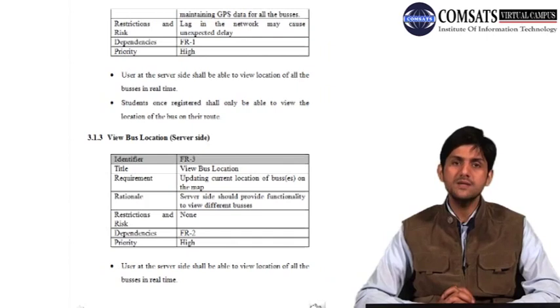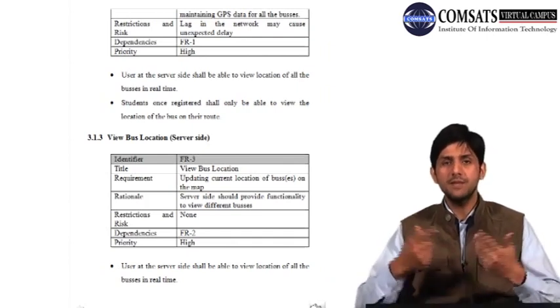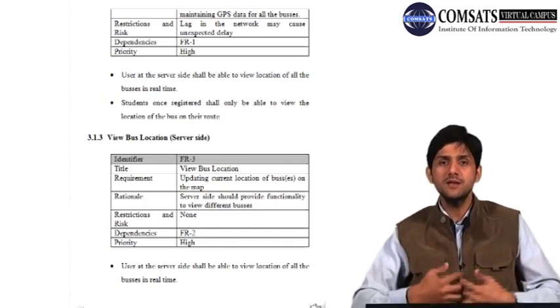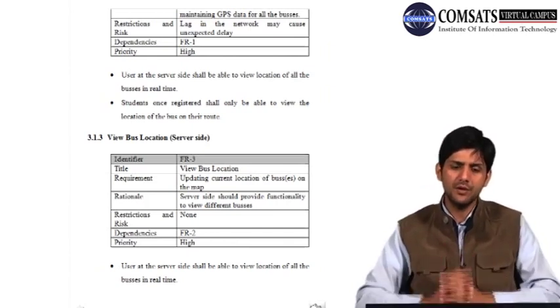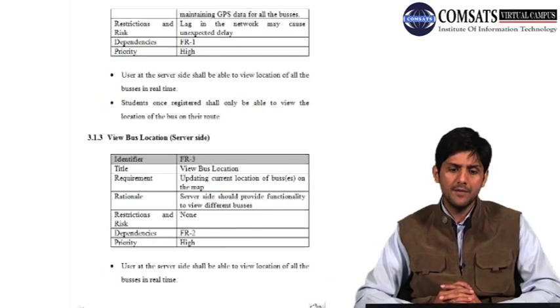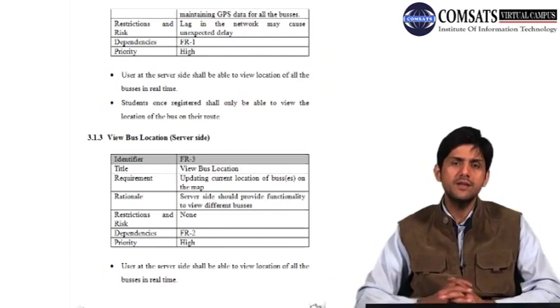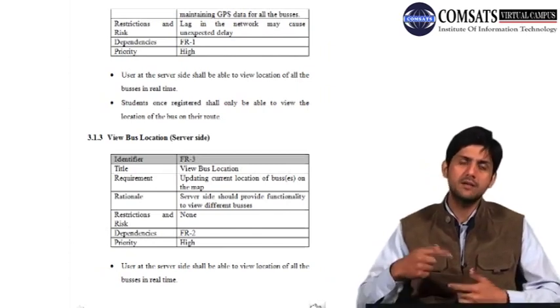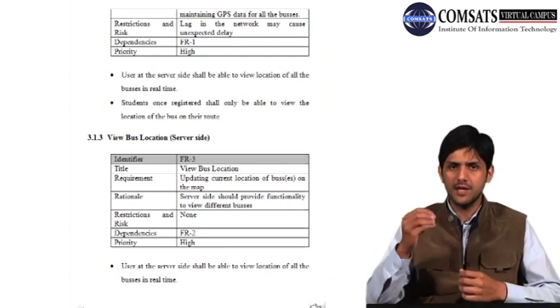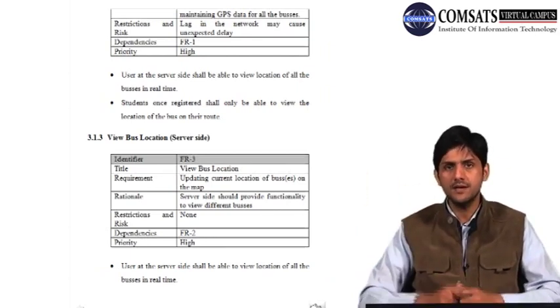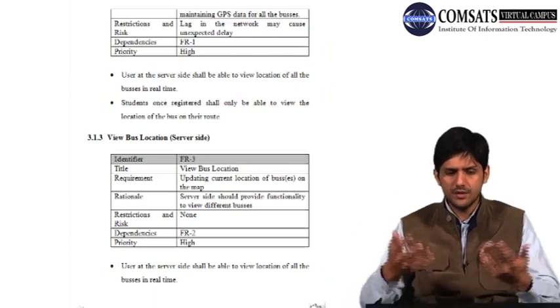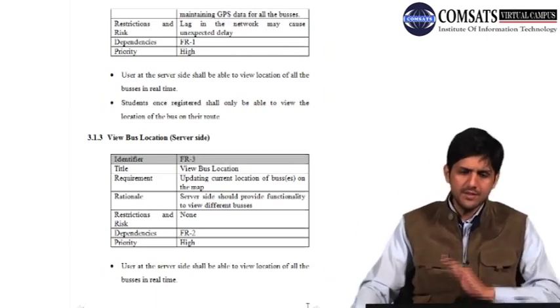Lag in the network may cause unexpected delay. So for example, as I said earlier, if the GPRS network is not available, because it's not one of the most reliable networks on which the traffic is sent, you might not be able to get the updated GPS coordinates. It can happen that the update that you sent from the driver side application after 30 seconds didn't get to the server. So that was another requirement.